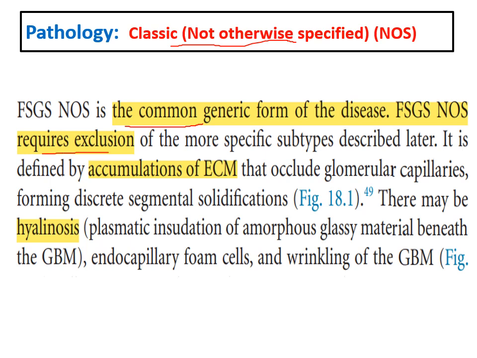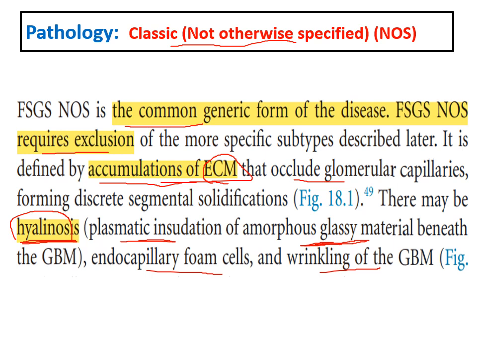It is the most common variant, and to diagnose the not otherwise specified or classic variant, we need to exclude other variants. There are some characteristics in this classical form. It's usually characterized by more accumulation of extracellular matrix that leads to occlusion of the capillaries. And usually there is more hyalinosis. What is hyalinosis? Hyalinosis is plasmatic deposition or insudation of amorphous glassy material beneath a glomerular basement membrane. And usually there are endocapillary foam cells and wrinkling of the glomerular basement membrane.